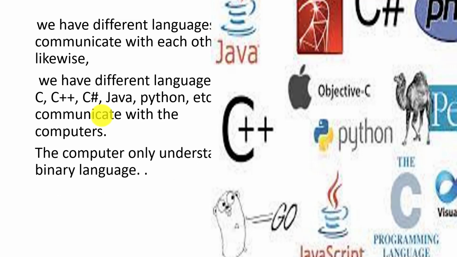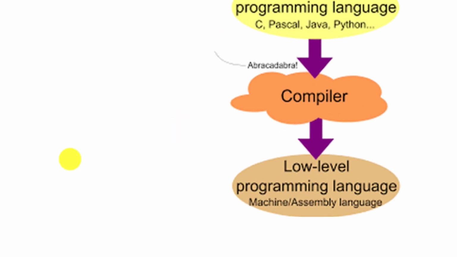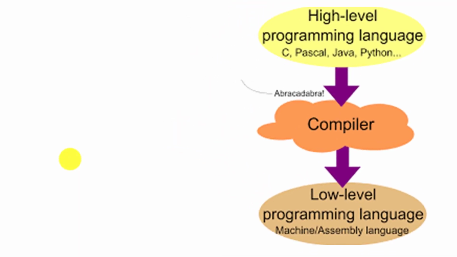Now we know that a computer only understands the binary language. The binary language is also called machine level or low level language. Binary means the digital system only understands 0 or 1. That's why it's called a binary language. In the next videos we're going to discuss what is machine language, what is low level language, what is high level language, and what is the difference between high and low level language. But in this video we are just going to understand the basics.